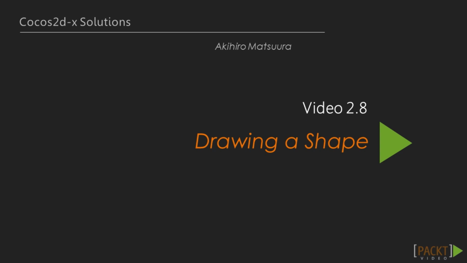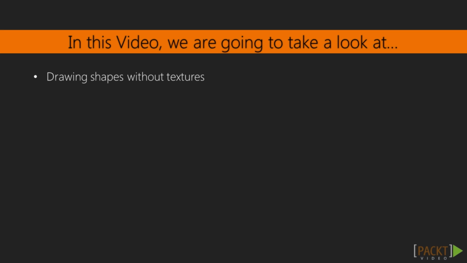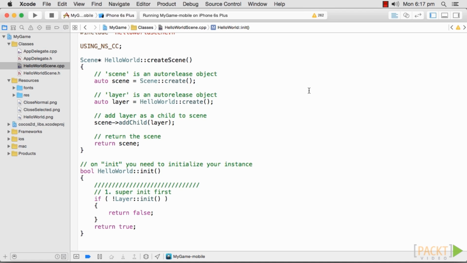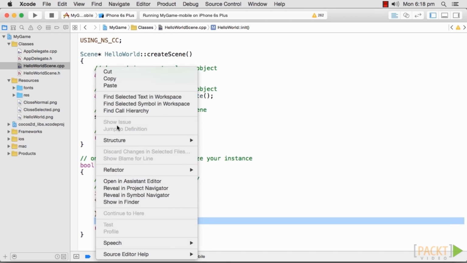Previously, we saw how to enhance our game's functionality. In this video, you will learn how to draw shapes without textures. Drawing a shape in Cocos2d-x can be easy using the DrawNode class. If you can draw various shapes using DrawNode, you will not need to prepare textures for such shapes. Let's get rolling. I'm pasting the code now.